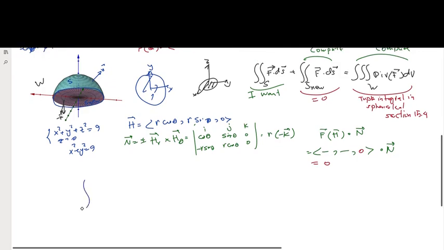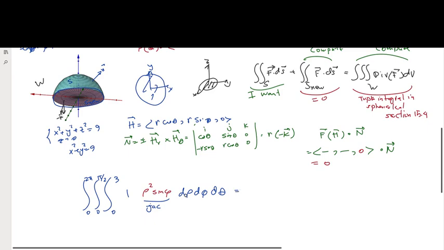The integrand is 1. I want to do spherical, so what I'm not supposed to forget is rho squared sine of phi, which is the Jacobian. Then I have d rho, d phi, d theta. Rho runs from 0 to 3. Phi starts at 0 and goes to the xy plane, so 0 to pi half. Theta goes from 0 to 2 pi.